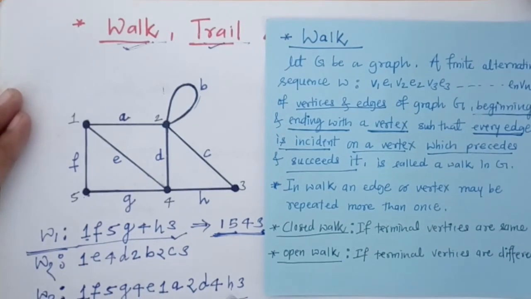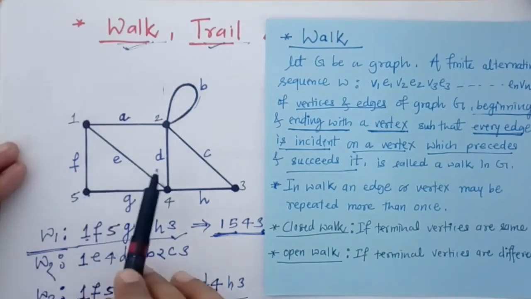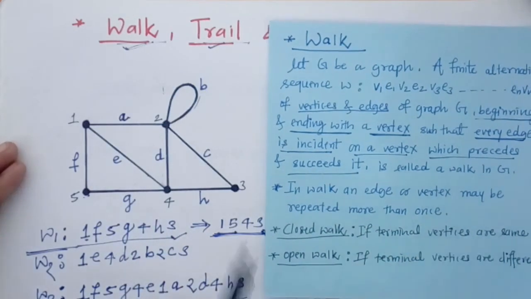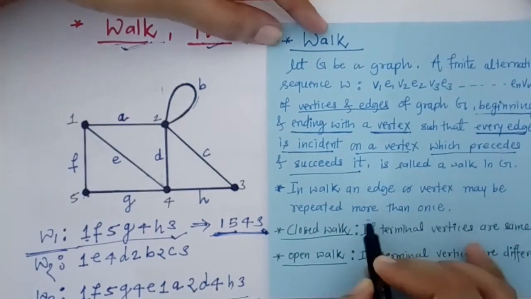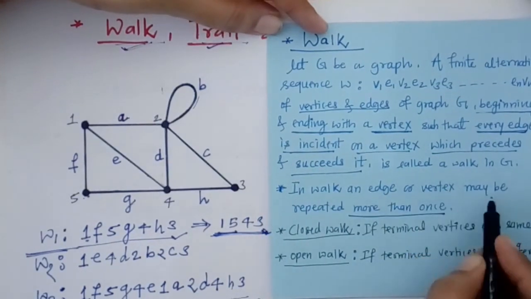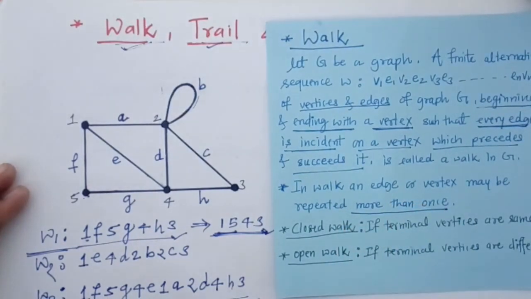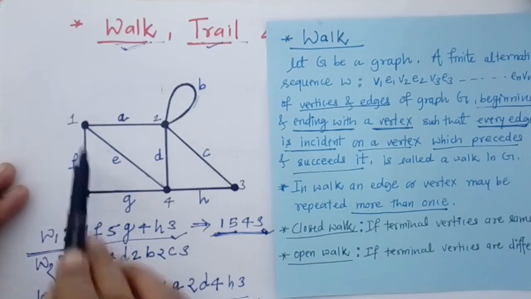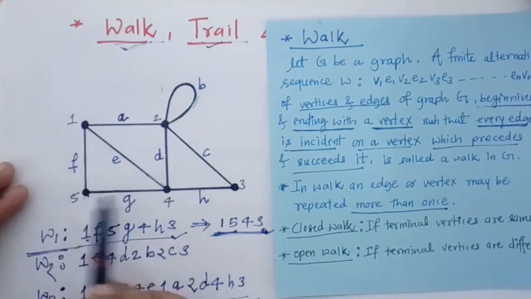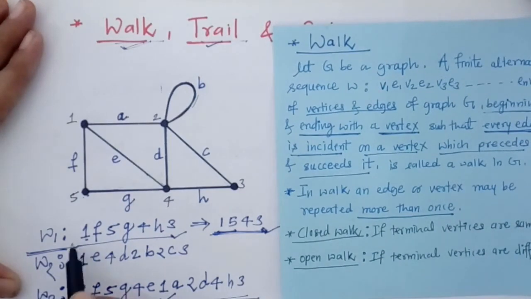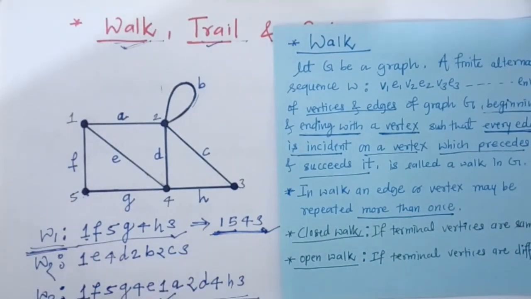Now we can check that here we can repeat edges and vertices. That means in a walk edges and vertices can be repeated more than once, right? Yes, in a walk edges and vertices may be repeated more than once. So here we can check that in the last walk we have traveled this way, so we have repeated this vertex 1 here, right? Next we can check that vertex 1 and 3 are the terminal vertices.